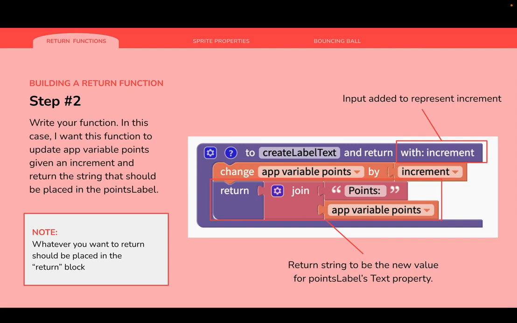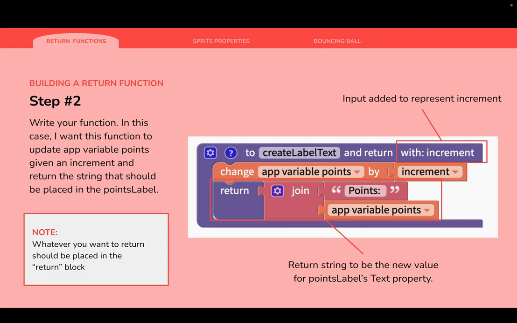I want this function to do two things. The first is to update @variable points and either increment or decrement it, and then return the string value that should be placed into the points label. So in order to do that first step of either incrementing or decrementing the @variable points value, I need to know whether it should be incremented or decremented. And so that's some additional information that the function needs in order to perform that task. And so when I have additional information that the function needs to do its task, that's an indicator that this function might require an input.